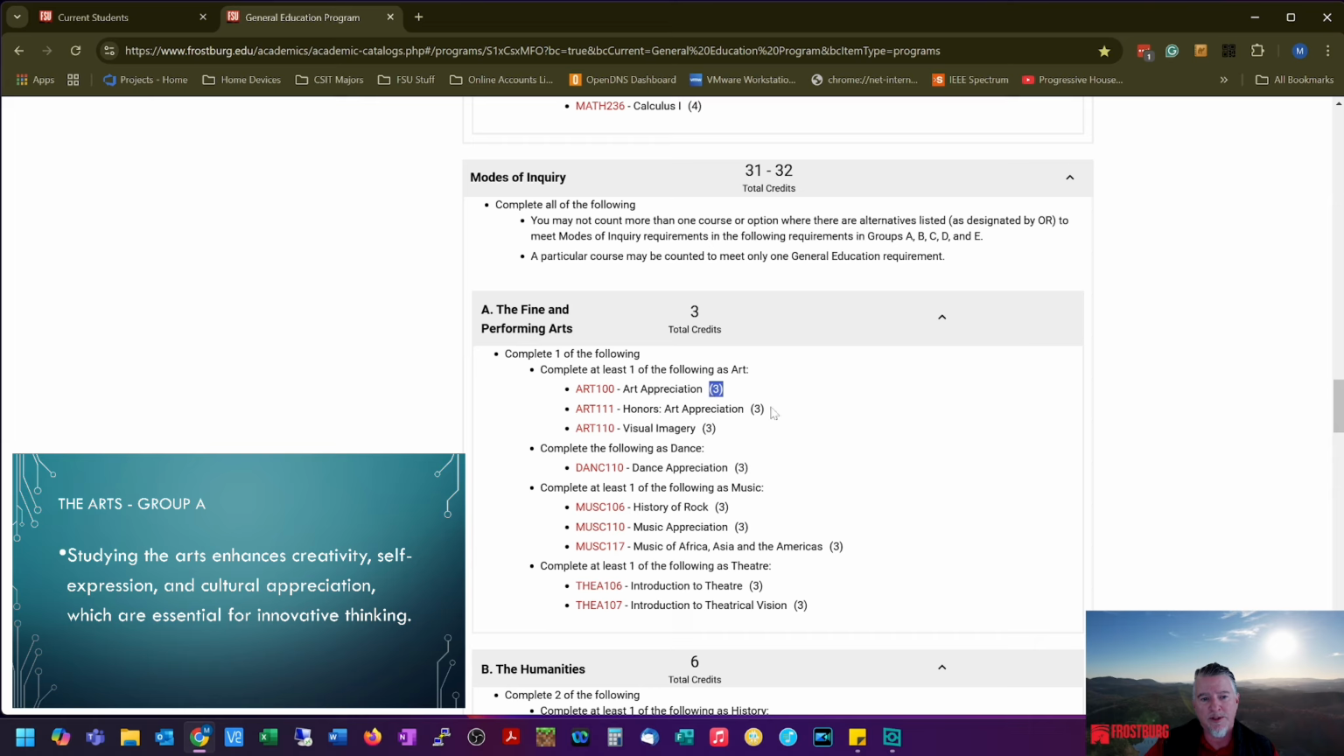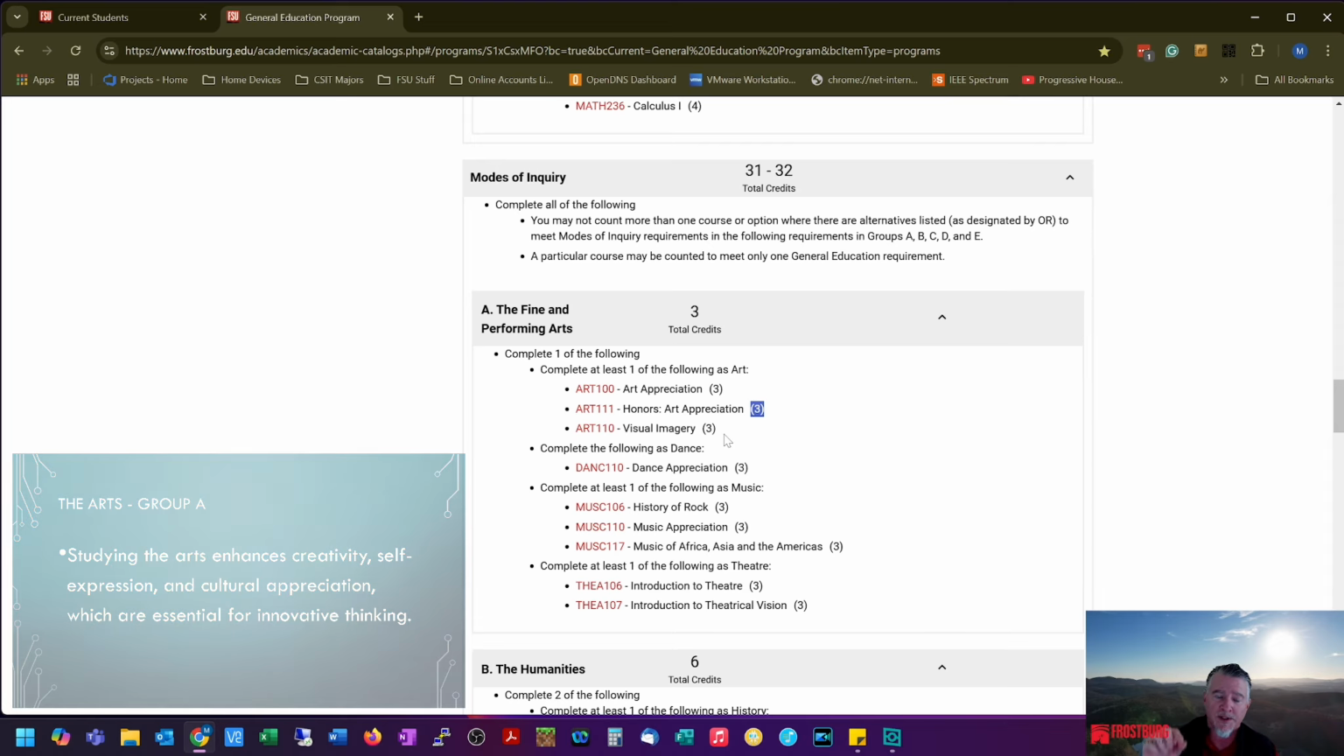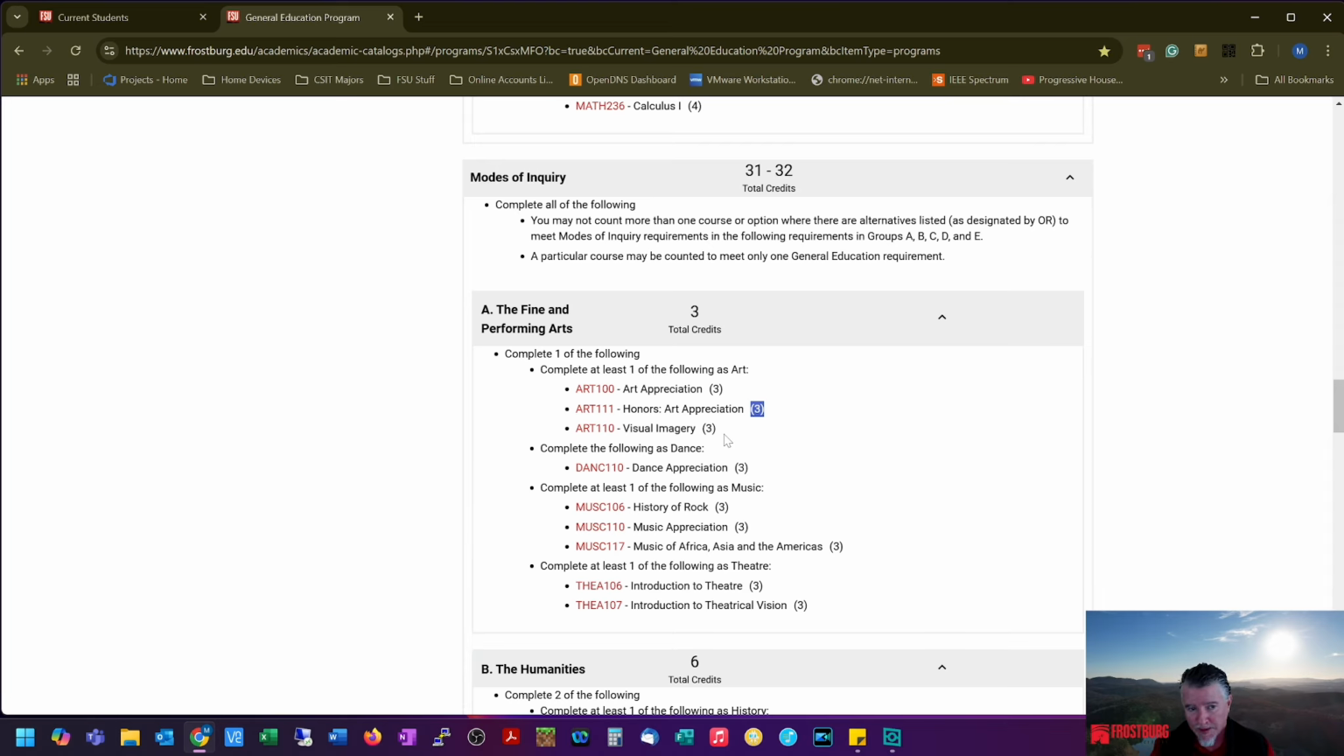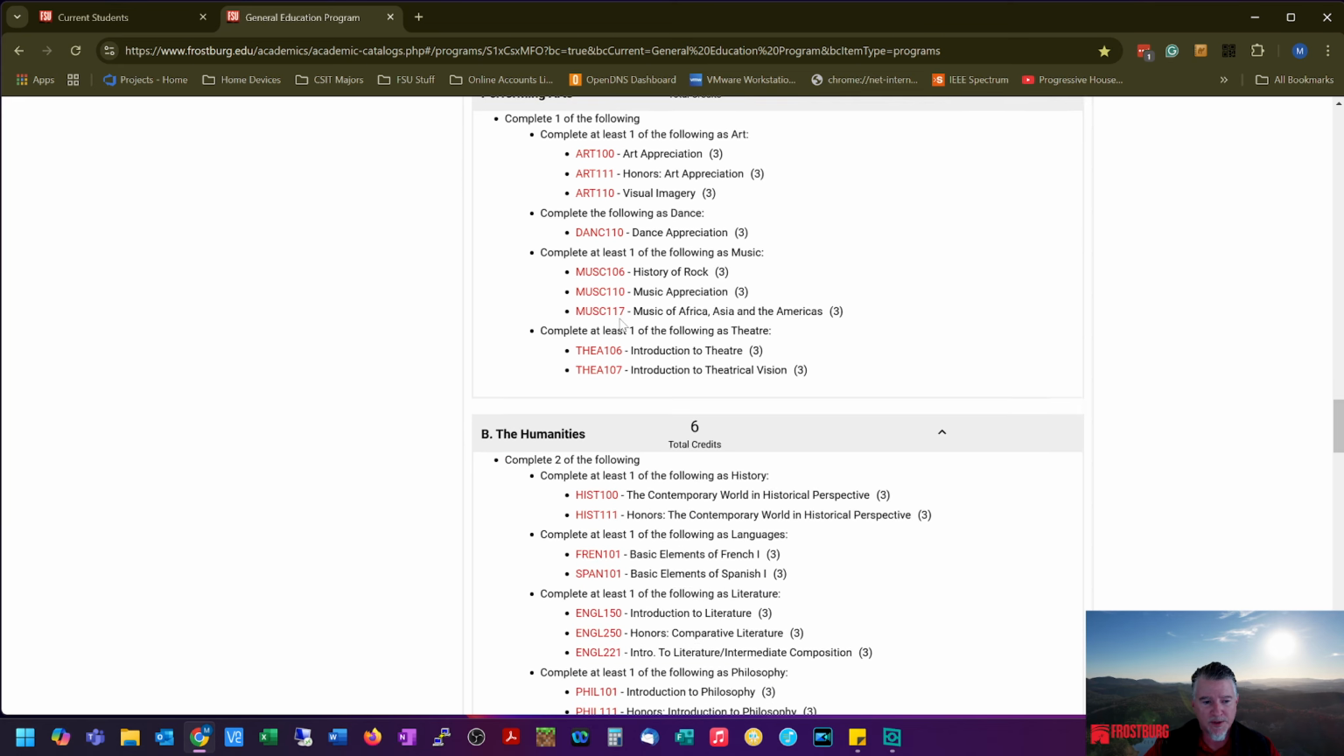Notice over here on the right, it tells you how many credits it is worth. In print, instead of listing it as credits, sometimes it says 1 course or 2 courses or 3 courses. So keep in mind that generally speaking, 1 course is 3 or 4 credits. All right, so kind of translate that in your mind. So in this particular case, you need to take 1 fine arts or performing arts.